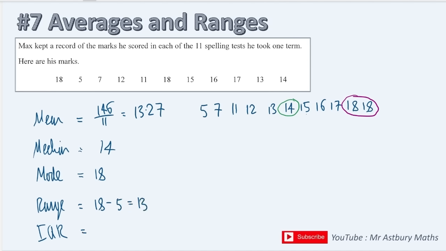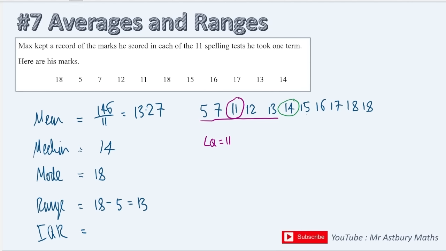And the interquartile range is a bit trickier. Now, once I've got the median, I then look at what's the middle number of the bottom half of the data. Well, the number in the middle there is 11, so that's the lower quartile.